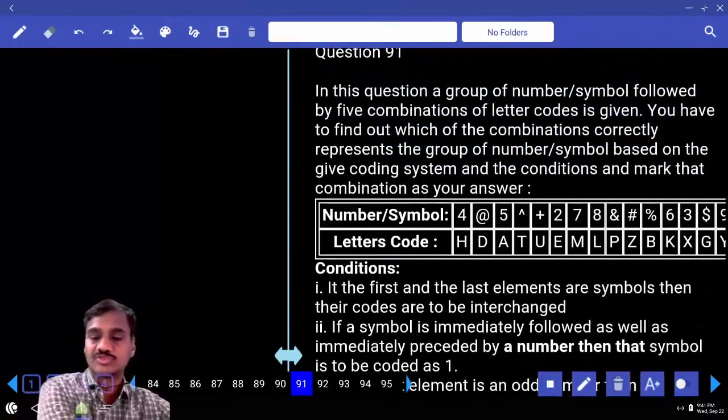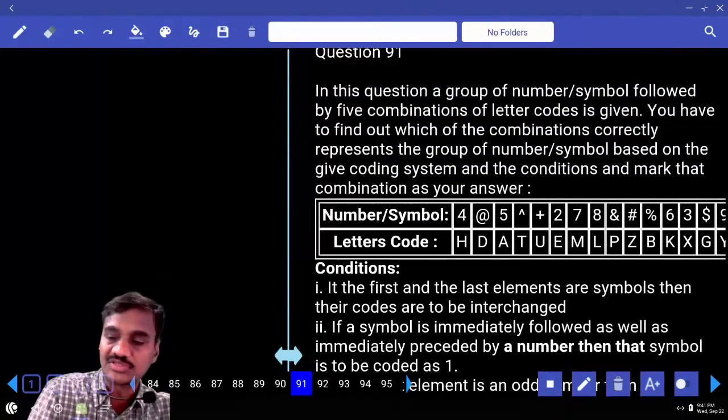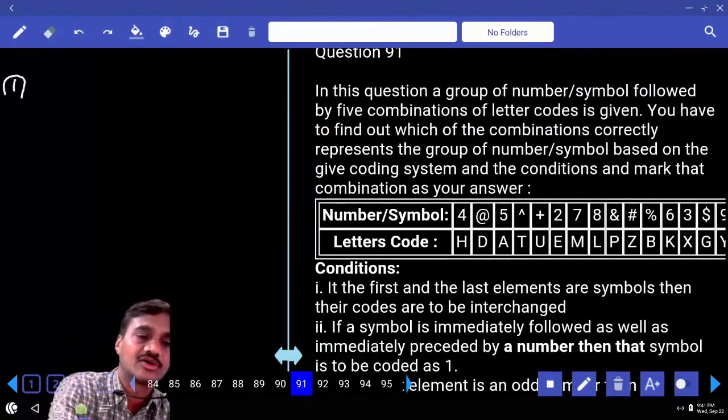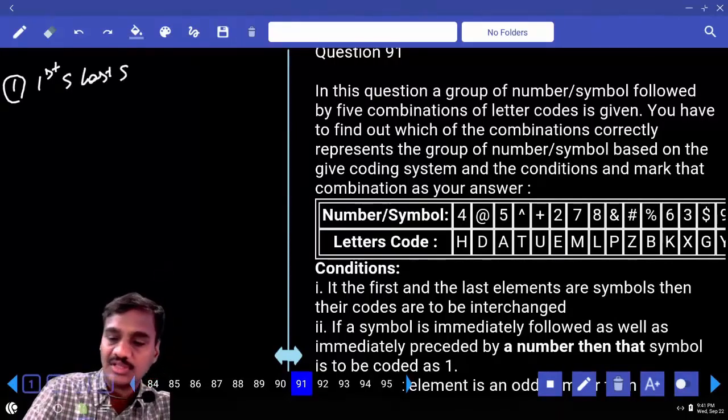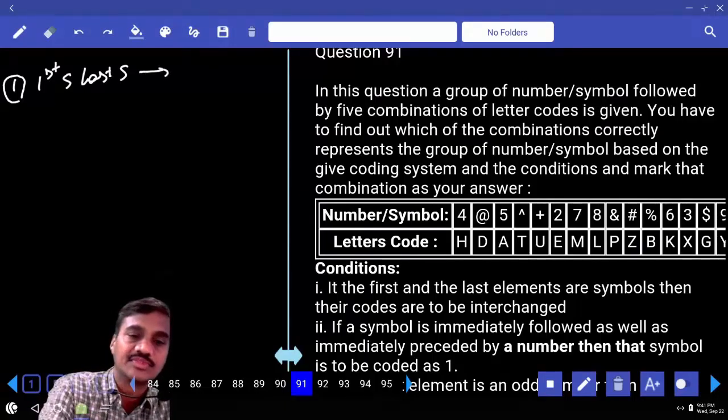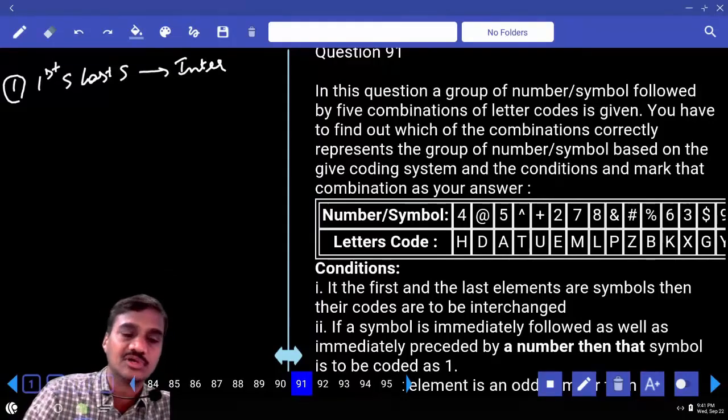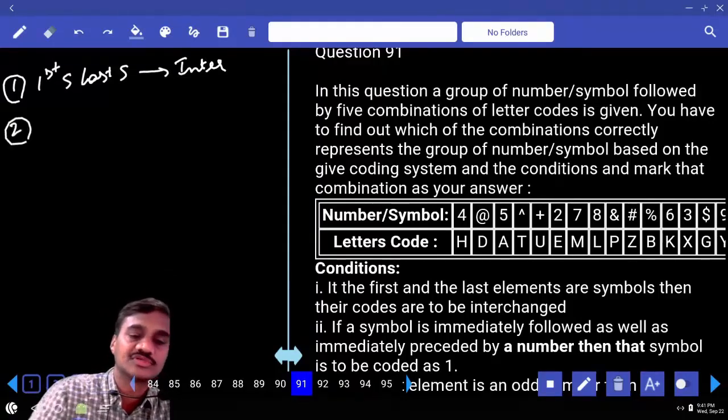Then coming to the first condition. What is the first condition here? First and the last elements are symbols. According to this, first is a symbol and last is a symbol. If the first and last are symbols, then their codes are to be interchanged. Interchange the codes of the first and the last.